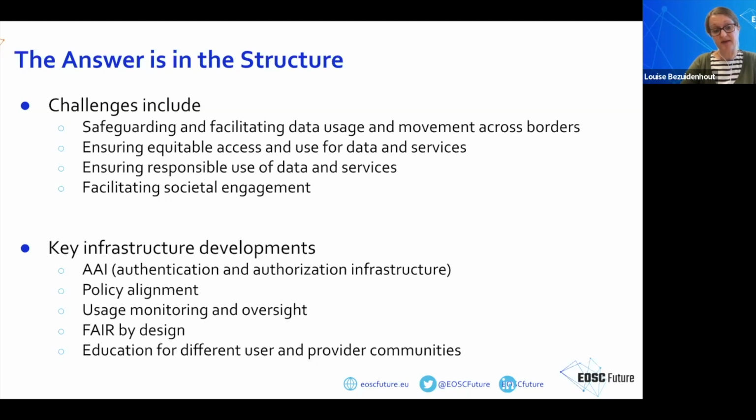And the first is AAI, so the authentication and authorization infrastructure. A massive amount of work that EOSC is doing aligning policies on data sharing and open access and FAIR. The ability of EOSC to monitor usage and to have oversight of usage, the fact that it is FAIR by design and will facilitate and foster FAIR data practices in research going forward. And the fact that EOSC is prioritizing education not only on a general level, but also for different user and provider communities, with the anticipation that EOSC will become a hub not only for the research community, but for all communities interested in using research data, such as governments, industry, and the general public.